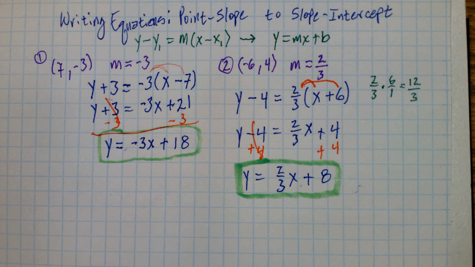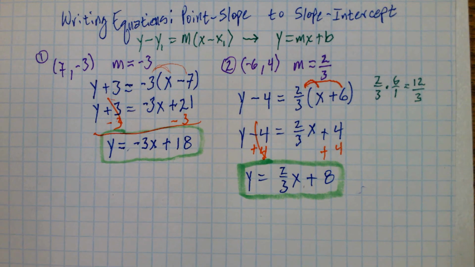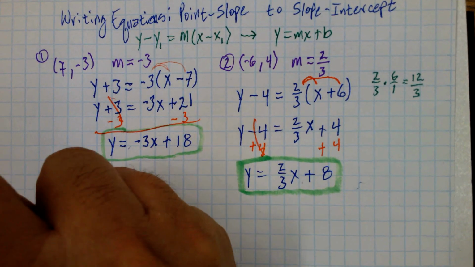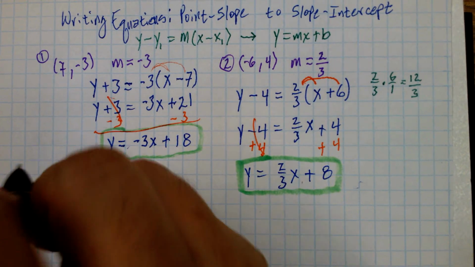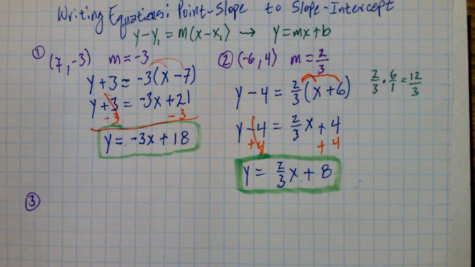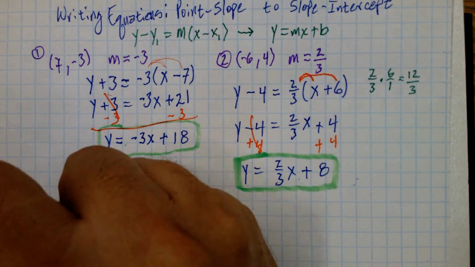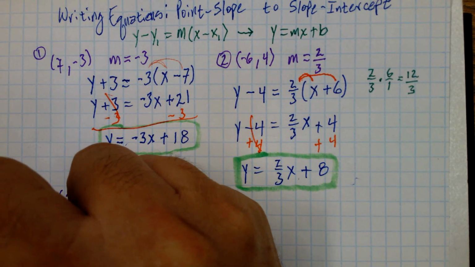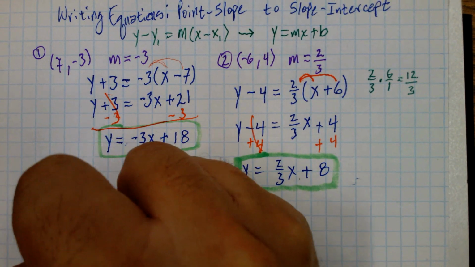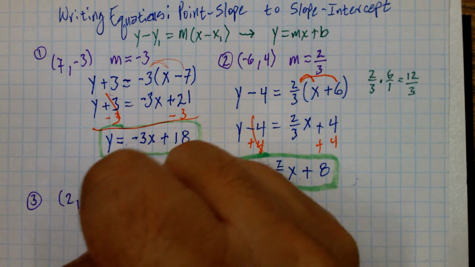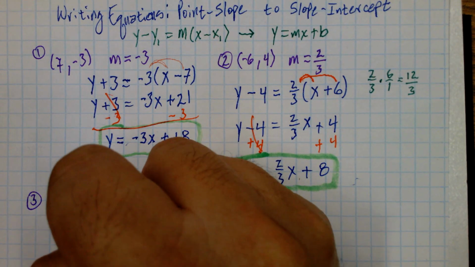So I'd like you to try number 3. Okay, so this has a point of 2, 1. And the slope is going to be -5/2.